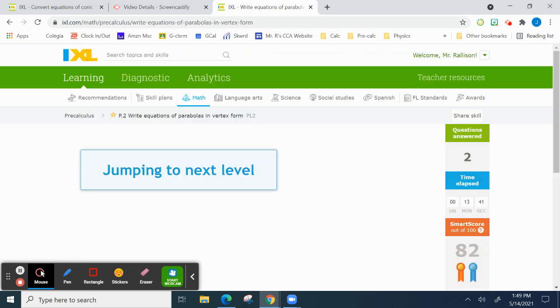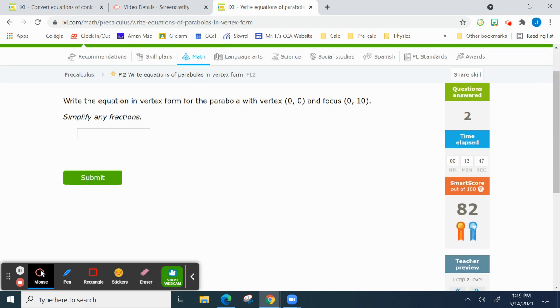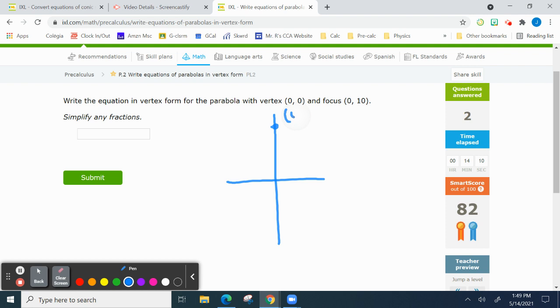Let's go up one. Again, just graph it out. Write the equation. That's the same question. Oh, no, that's got vertex and focus. So I'm just going to tell you one of the things you might get. Let's do this. The focus is at 0, 10 and the directrix is at 0, 2. So what do we know?